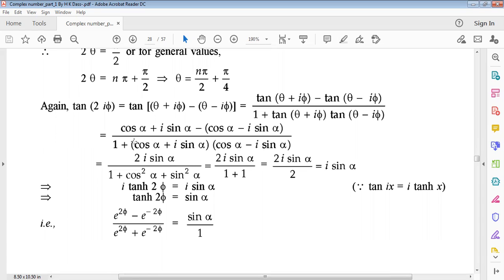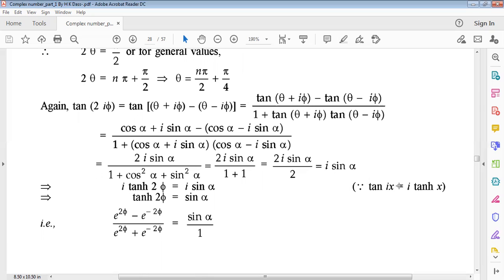Cos alpha will be cancelled. Using the (a + b)(a - b) formula, cos square theta plus sin square theta. The 2 cancels, leaving i sin alpha. That means tan 2 i phi equals i sin alpha. Remember it.